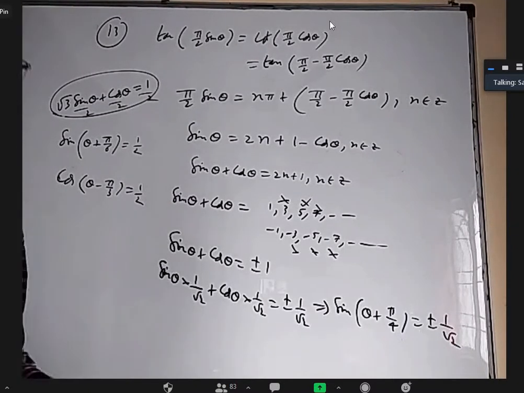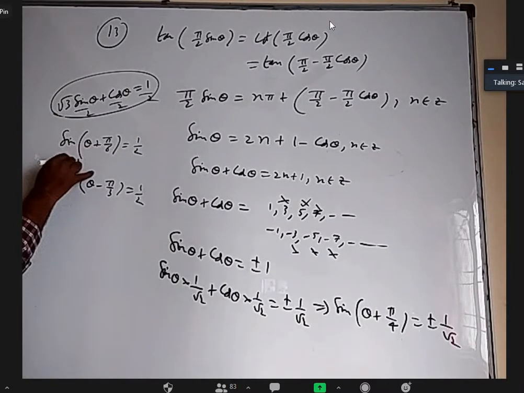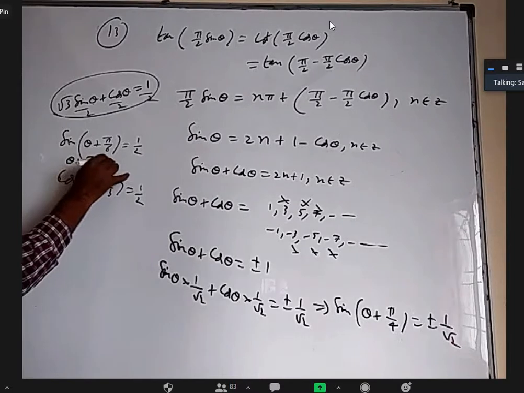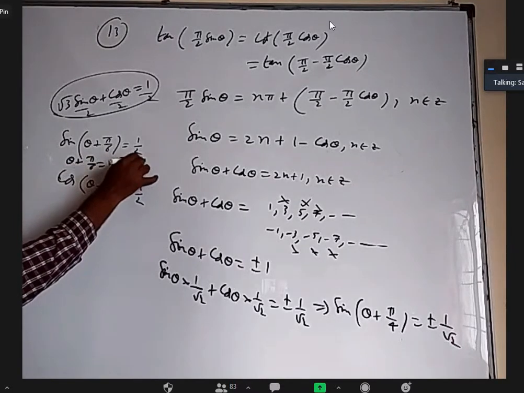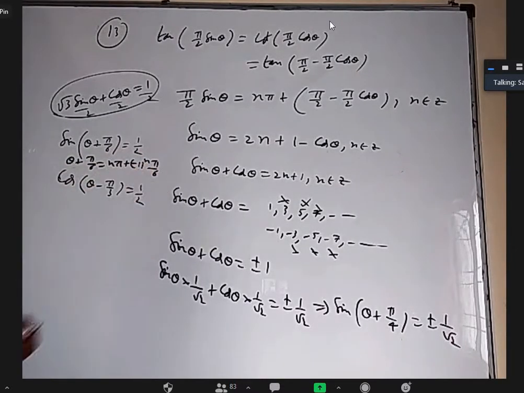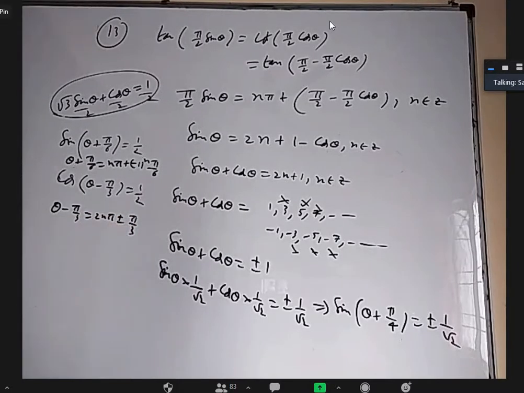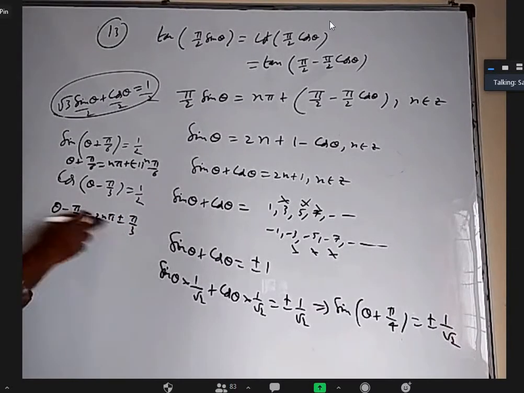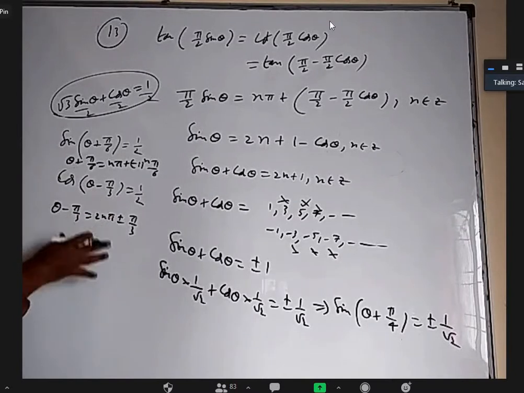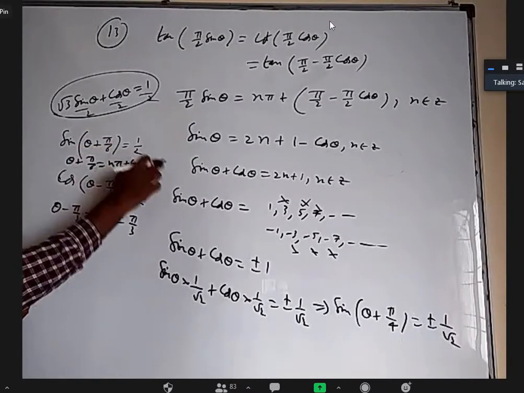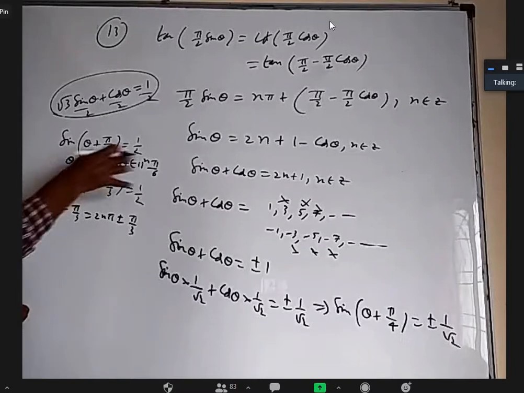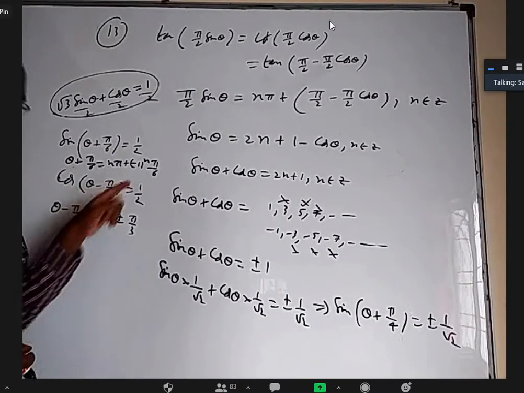Yes, the sine formula is not so nice because of that minus 1 whole power n. Here you have to write theta plus pi by 6 equal to n pi plus minus 1 whole power n into pi by 6 or something. Whereas here you can write theta minus pi by 3 equal to 2n pi plus or minus pi by 3. Take plus, you get one answer, minus, another answer, which you can clearly see. Otherwise, you have to write minus pi by 6 here, but you will not be able to come back. Of course, nothing wrong, this is also nice.